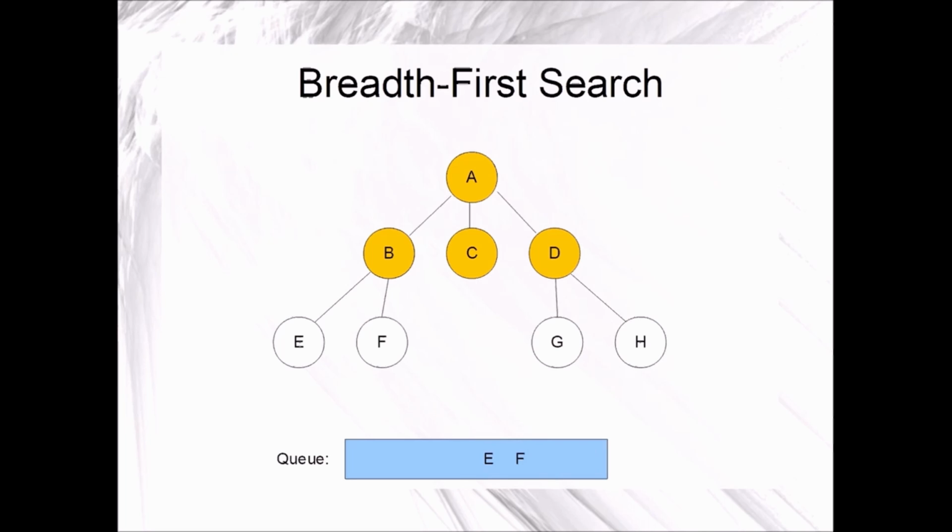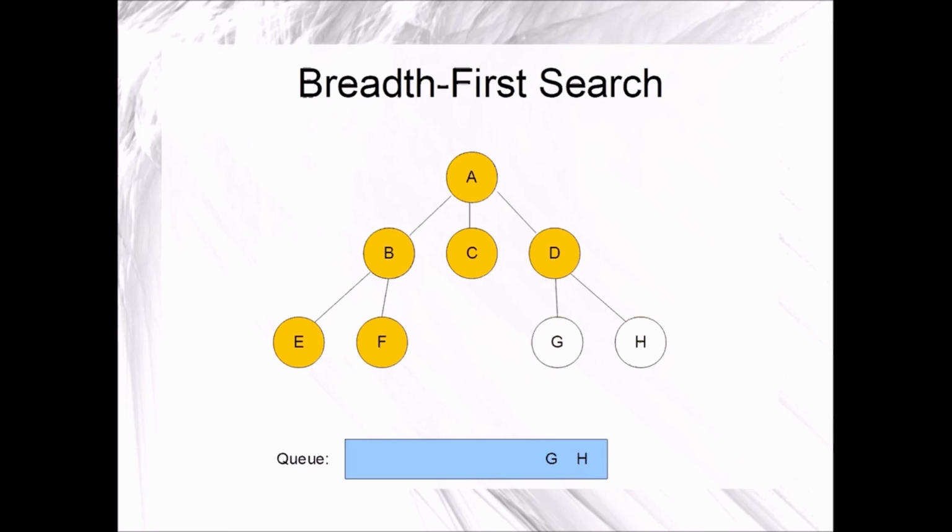Next, we'll enqueue all adjacent unmarked vertices. In this case, G and H. This ends this particular iteration of the while loop. Since the queue is not empty, we will have another iteration. That iteration begins by dequeuing E and marking it. Next, we will enqueue all adjacent unmarked vertices. There are none. Since the queue is not empty, we will have another repetition of the while loop. It begins by dequeuing F and marking it. Next, we will enqueue all adjacent unmarked vertices. There are none.